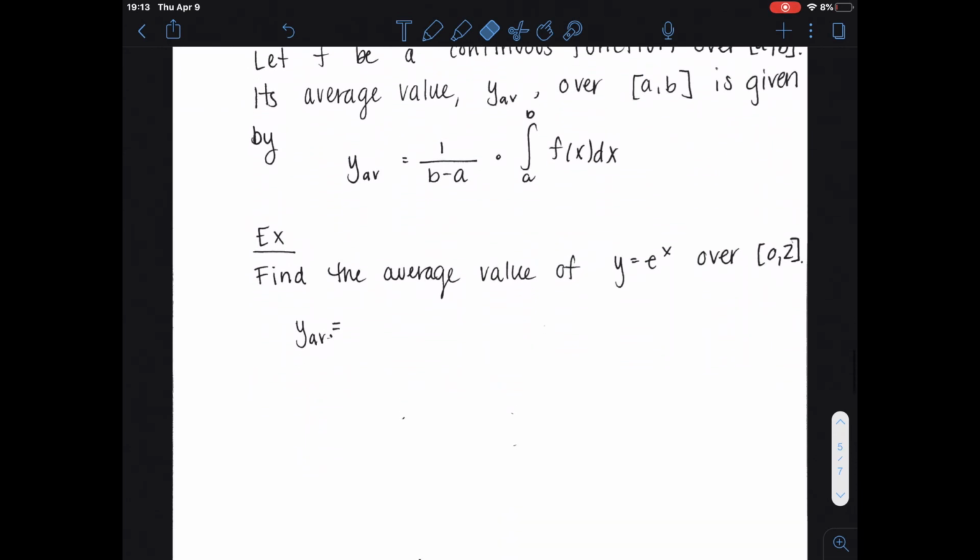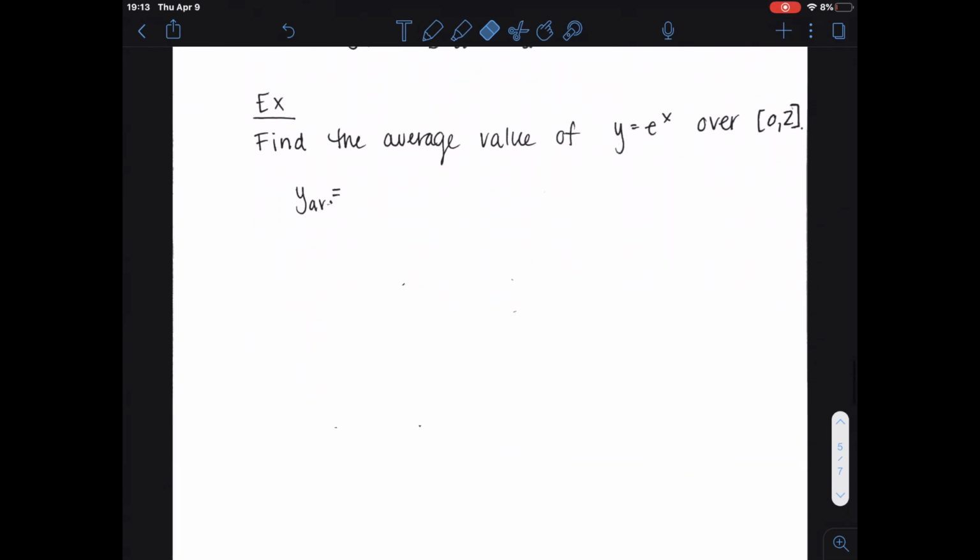So let's look at a particular example. Let's find the average value of the function y equals e to the x from 0 to 2. So what we do is we look at the length of the interval, so 2 minus 0, and you times it by the area under the curve from 0 to 2. So 1 over 2 minus 0 is just a half.